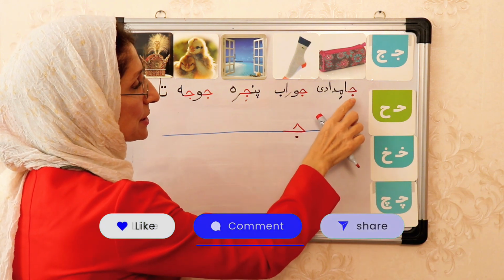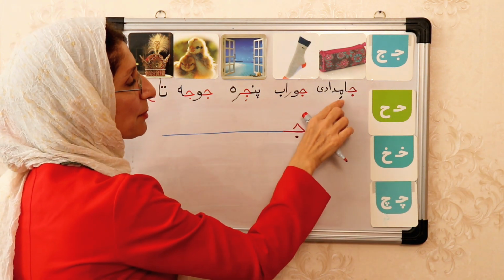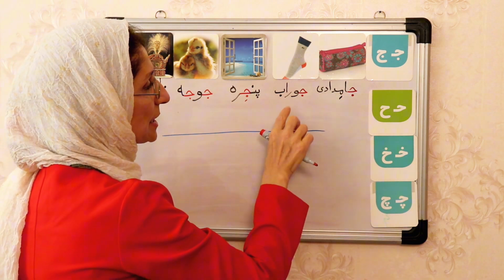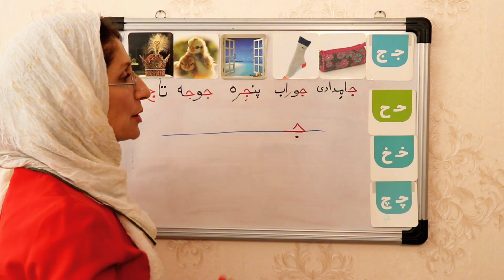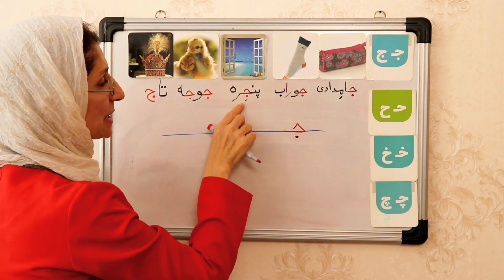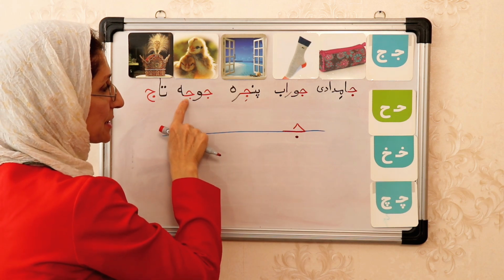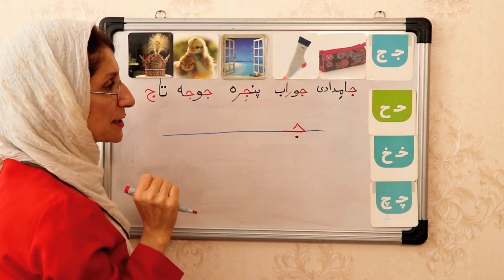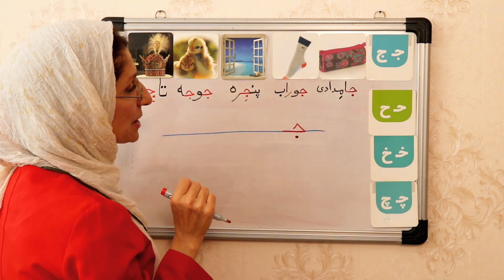For instance, in the word جامدادی, pencil box, جامدادی, and جوراب, you see, in the initial position. But in the word پنجره and جوجه, here in second J, you see jim or J in the middle position.